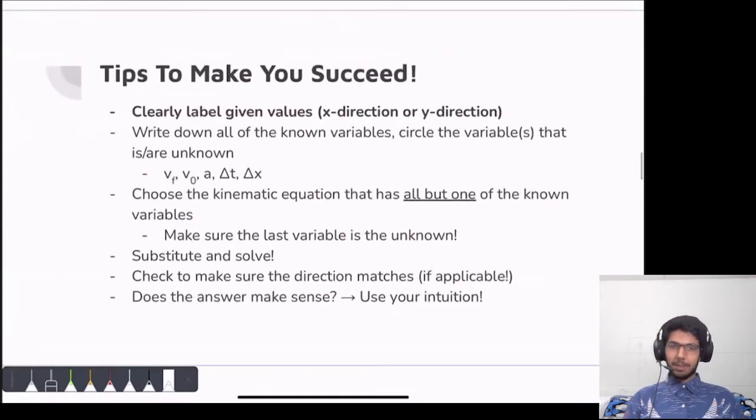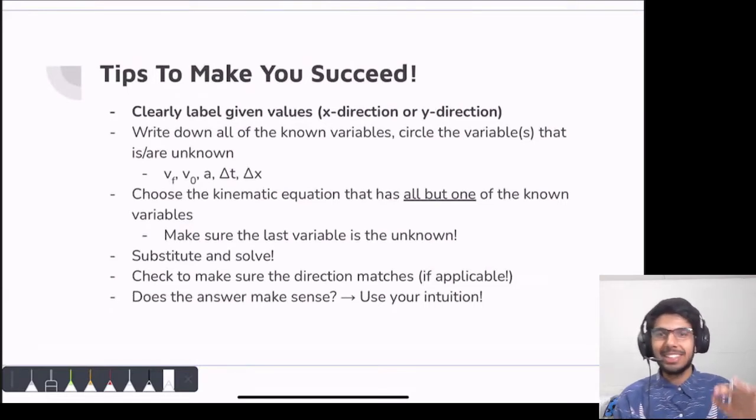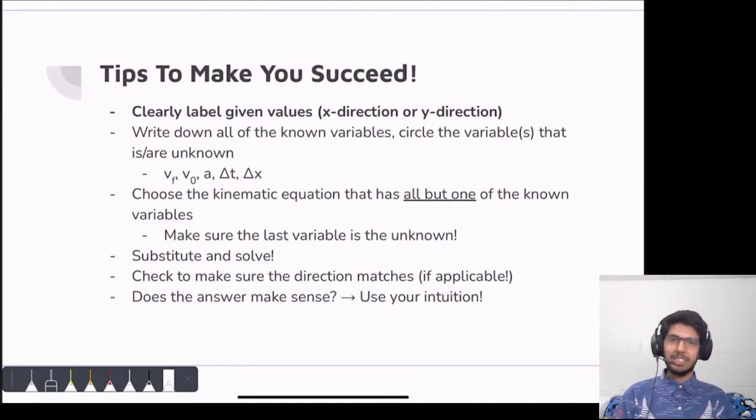Now, before we get into some problems, a couple of tips to help you succeed, and you'll notice a lot of overlaps between these tips and the tips presented last week. But first is the tip given in bold, which is to clearly label the given values into the x direction or y direction. I've said a couple of times now that it helps to break these problems into the x components and the y components. Separating all of the givens into these two sections will help us out with our calculations. We won't get confused between what values we have.